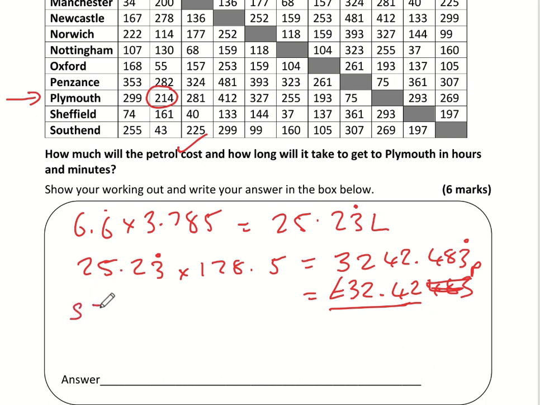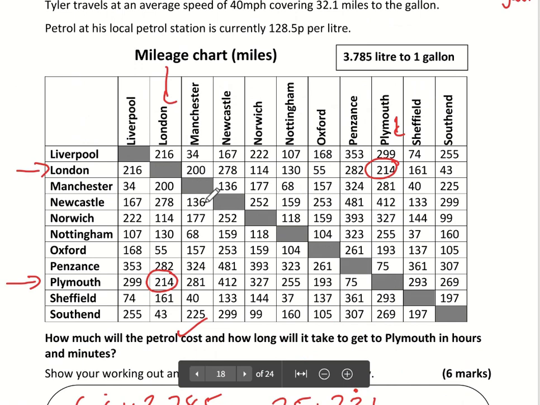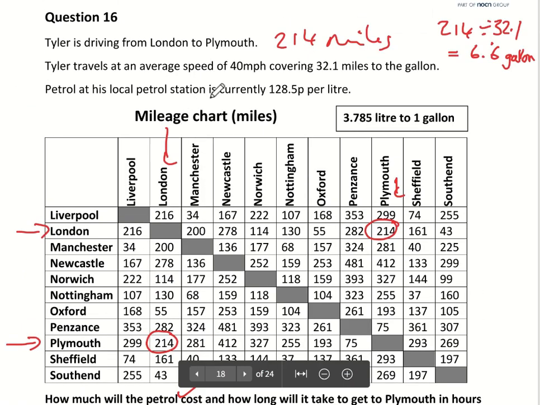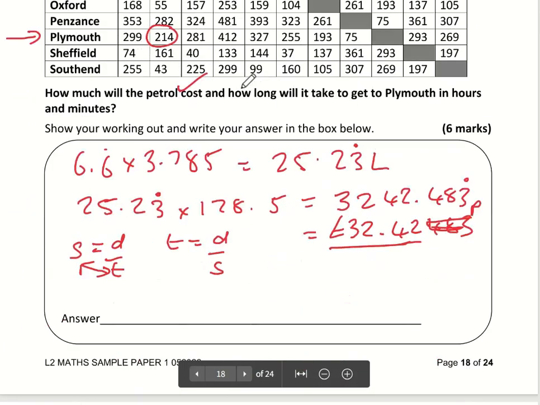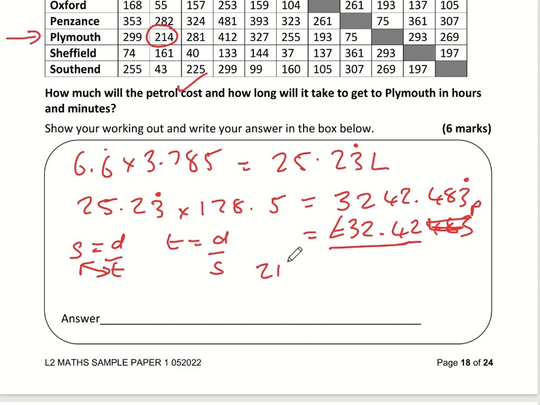So we know that the speed is the distance divided by the time. Now whenever you've got a formula where something equals a fraction, you can just flip these things around. So time is the distance divided by the speed. Now the distance was 214 and the speed was 40. So that is 214 divided by 40, and that is 5.35 hours. It does say hours and minutes.